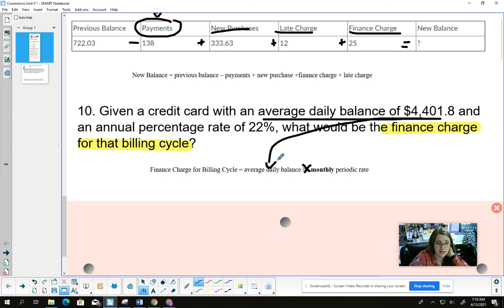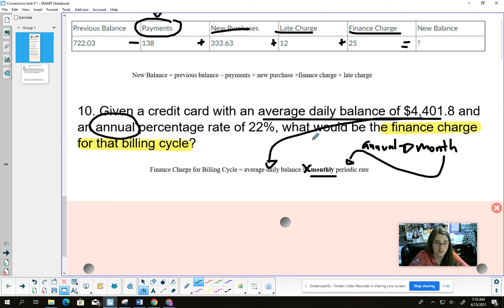They give you the average daily balance. Again, your numbers are different. But they don't give the monthly rate. They give the annual rate. You had to take this annual rate and get it to a month before plugging it in here. How do we go from a year down to a month? If I have a yearly amount and I want to go down to a monthly amount, you should have divided it by 12. So you should have done your percentage rate divided by 12.